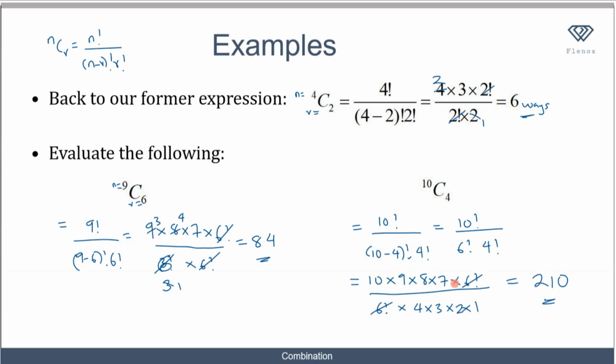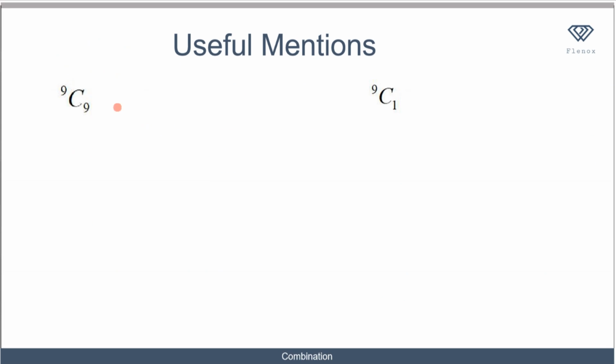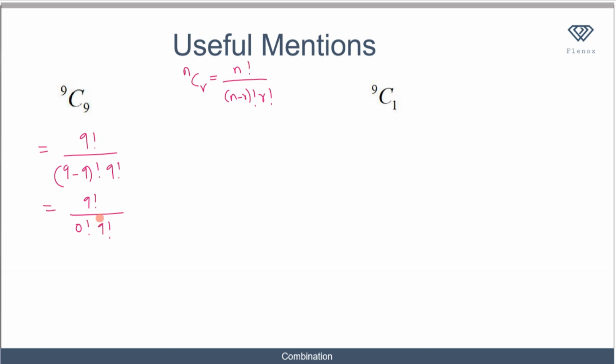Now there are some useful observations that I would like to examine. Let's imagine a situation where you have 9 combination 9. What does that become? Applying our formula, n combination r is equal to n factorial over n minus r factorial times r factorial. So 9 combination 9 becomes 9 factorial over 9 minus 9 factorial times 9 factorial. That becomes 9 factorial over 0 factorial times 9 factorial. 0 factorial, I've told you, is equal to 1. So 9 factorial cancels 9 factorial, and I'm left with 1.